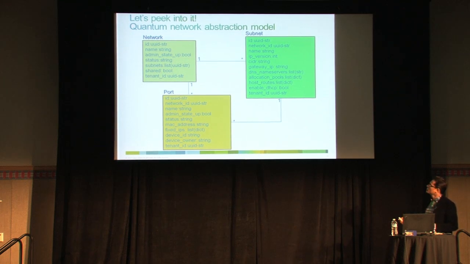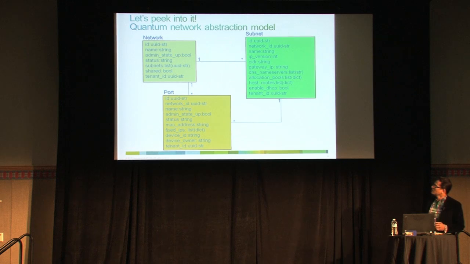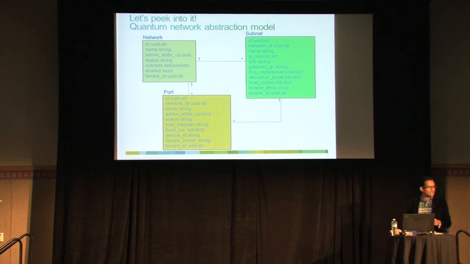And then you have the notion of a subnet, some kind of an IP subnet CIDR thing here, host routes, and also a port, which is actually the attachment point from a VNIC to the network. So a simple abstraction and some properties that could be set. And if you show your developer this model and say, here is your abstraction model, write your application around it, he'll be happy.